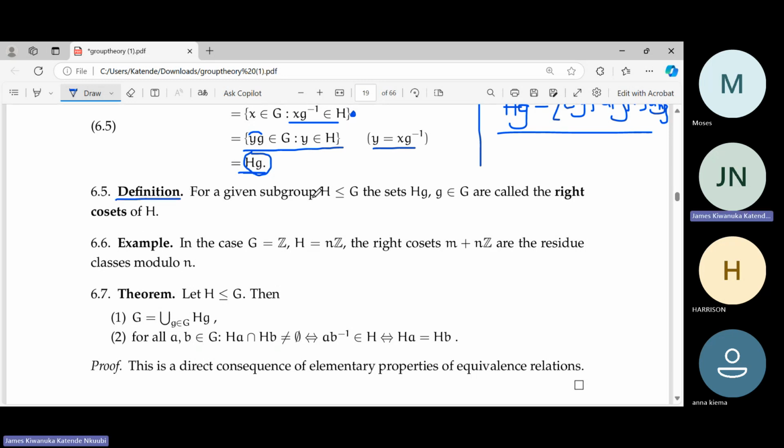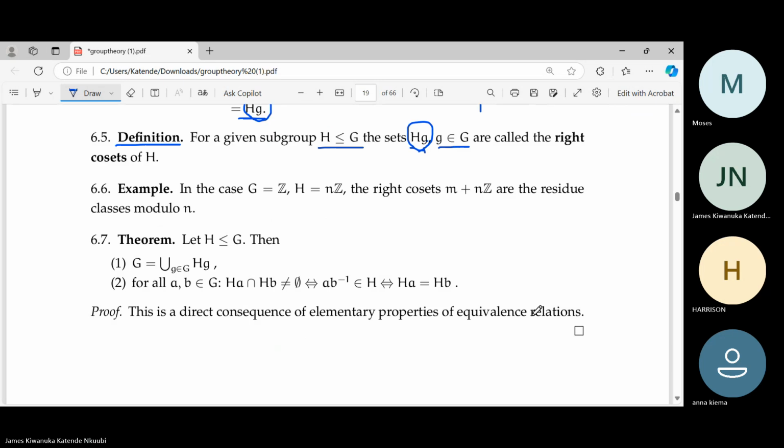So here is a definition for a given subgroup of G. If you run through all possible values of G, you will end up with a number of sets of this form. And all of them are called the right cosets. These are just the equivalence classes again of the equivalence relation we defined earlier. So this gives an example of the right cosets of this subgroup nZ of the group of integers under addition.